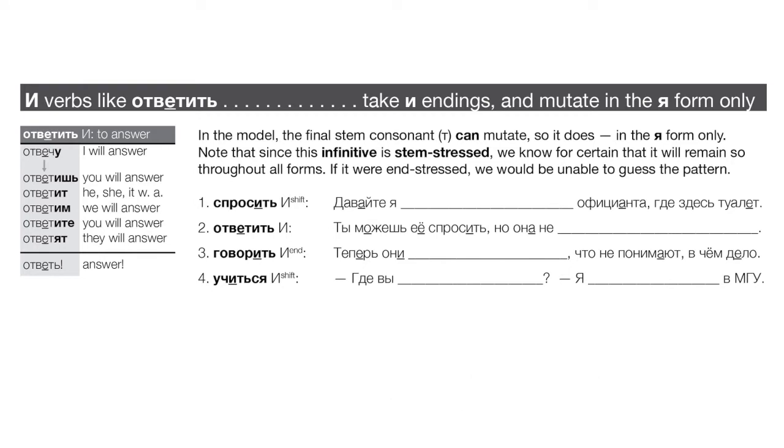Okay, and we know hopefully that ответить from the pair отвечать, ответить, that's perfective. So when we conjugate this verb, it ends up being future tense.